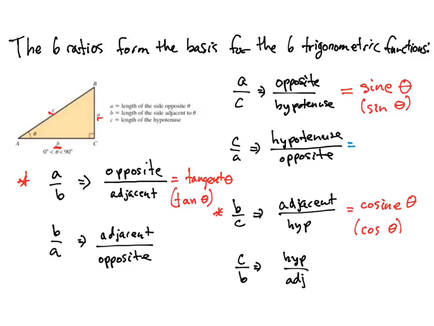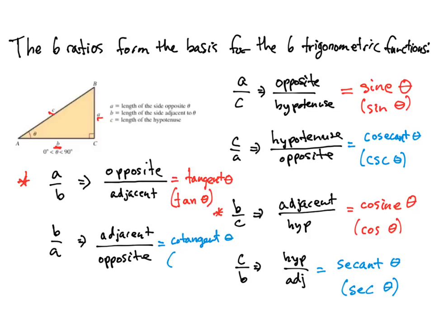Okay, cycling back through, hypotenuse over the opposite side, we call that the cosecant of theta. This will be abbreviated as CSC of theta. The hypotenuse over the adjacent, we call that ratio secant of theta. This is abbreviated as SEC of theta. And then lastly, we have adjacent over opposite. We call that cotangent of theta, or COT theta, like this.